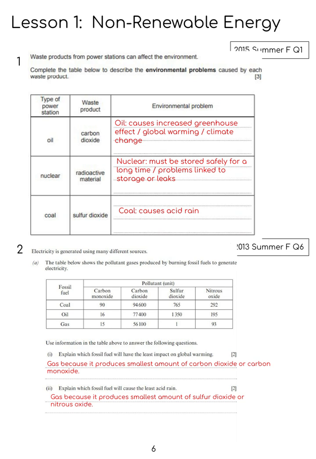So you get 1 mark for gas, and because it produces the smallest amount of carbon dioxide or carbon monoxide, or the least amount. You can't just say it's a small amount, you have to directly compare it to the other two, so it's the smallest. And then which one causes the least acid rain? Again, it's gas, and this is because it's got the least amount of sulfur dioxide, which causes acid rain.